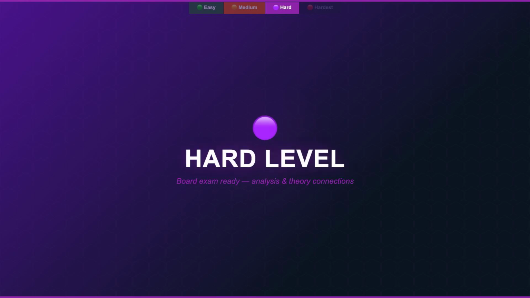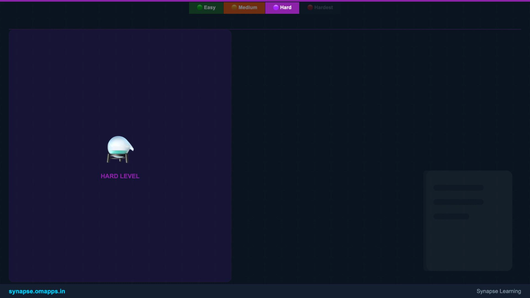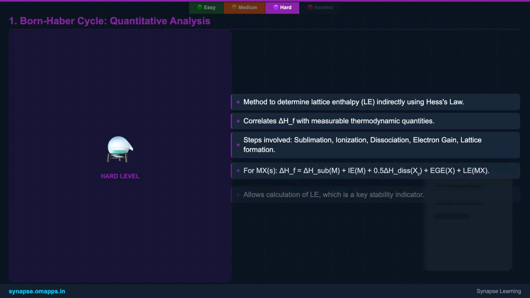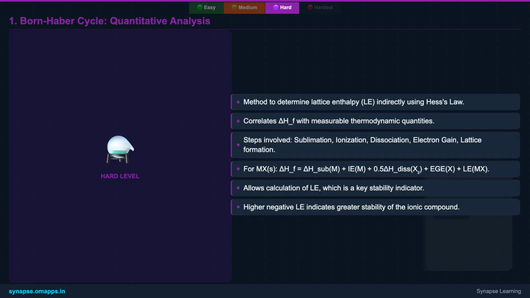Excellent work so far. Now, let's delve into the more intricate details of ionic bonding, including quantitative analysis and subtle deviations from ideal behavior. The Born-Haber cycle is not just a concept, it's a powerful tool based on Hess's law, allowing us to quantitatively determine the lattice enthalpy of an ionic compound.